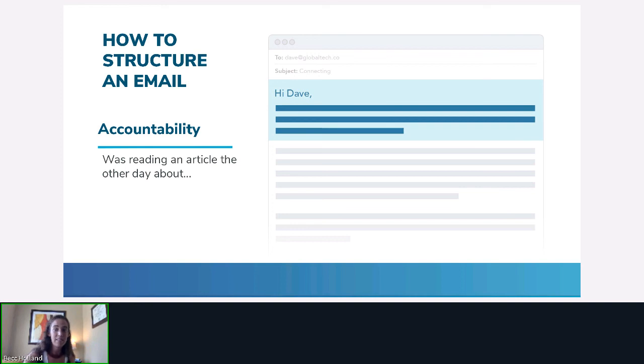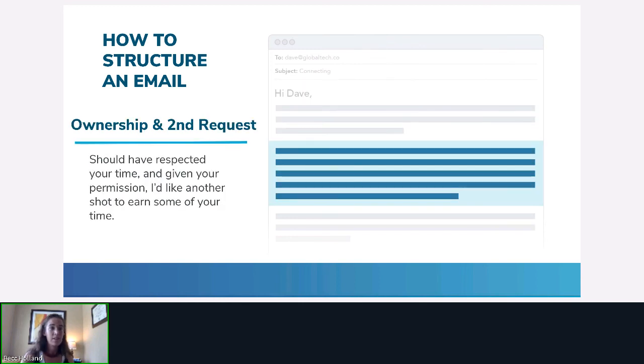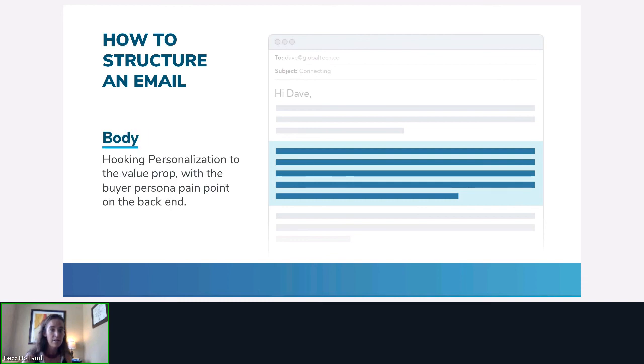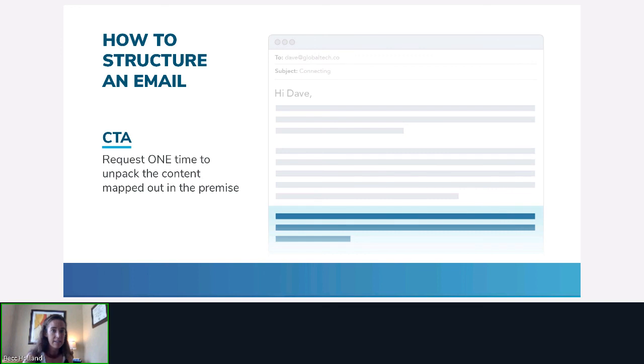And so within this fourth email, I usually take some level of accountability, like, I was reading an article the other day about being relevant to your end buyer. And I was convicted about the email I sent over to you. I should have respected your time a little bit more and given you permission. I'd like another shot to earn some time on your calendar. And then I go into personalization. So this is my third personalized premise that I use. I go into personalization in the third line, body again of hooking it, and then a CTA at the end.